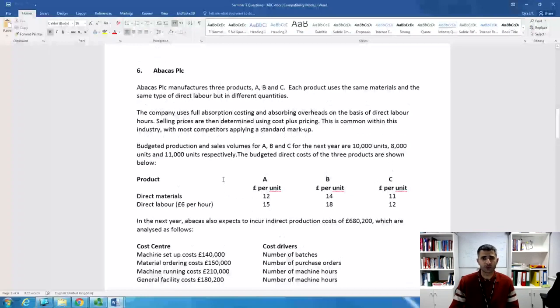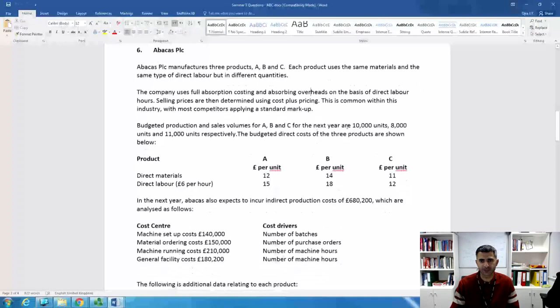Okay, so for this question, if you look at the products here, we have 3 products, ABC, and we have the units available for ABC. We have 10,000 units for A, 8,000 units for B, and 11,000 units for C.